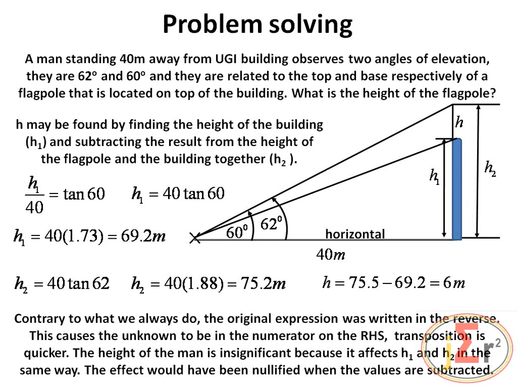And of course, we mentioned how we attempt to write our formula when we are solving trigonometrical problems. We always choose to write the unknown in the numerator on the left-hand side, and that makes it easy to transpose. Sometimes you cannot avoid writing it in the denominator. If it is in the denominator, then you put it in the denominator on the right-hand side, and that will cause the transposition to be easier also.